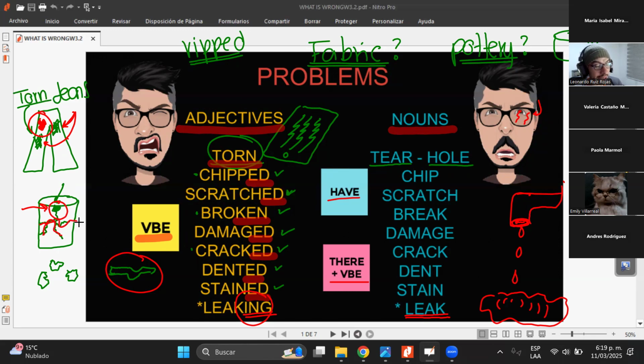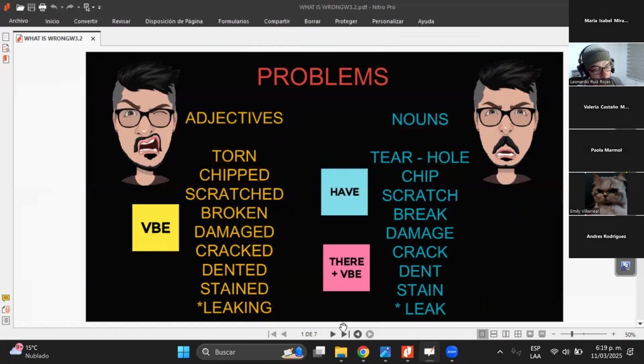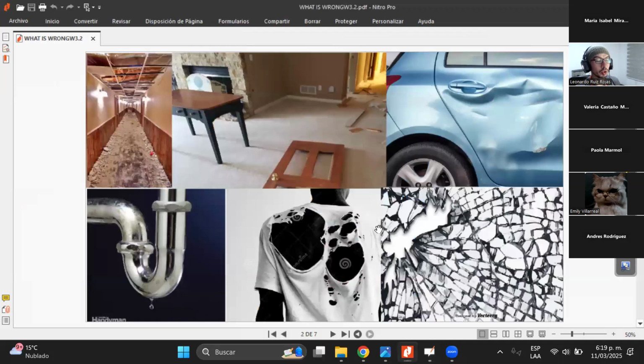Okay, entonces I can use the same idea in different ways. It depends on you. What do you want to use, the adjective or the noun? Depending on that, you're going to have to use one option or the other. Listo? Ready? Guys, if you don't have any other question, please help me to describe what problems you see here.